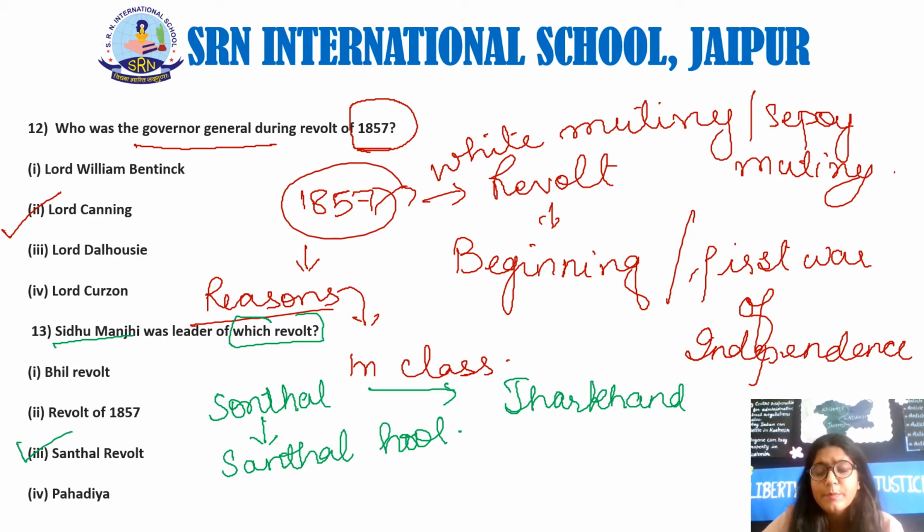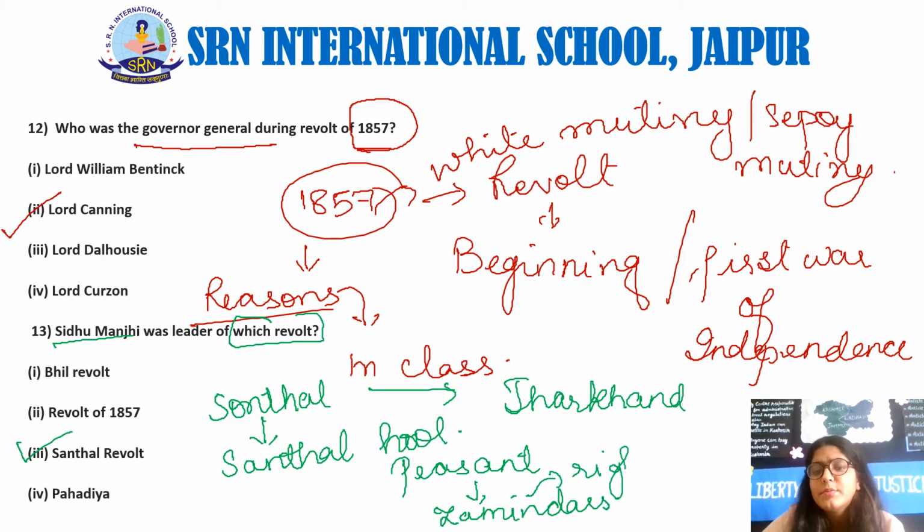It was a peasantry movement basically. They revolted against the zamindars for the rightful redistribution of land. So this was the Santhal movement, and who led this movement? Sidhu Manji. And he was supported by various Santhal people, the people who were living in the belt of Jharkhand and Chhattisgarh. I hope this is clear to all of you.